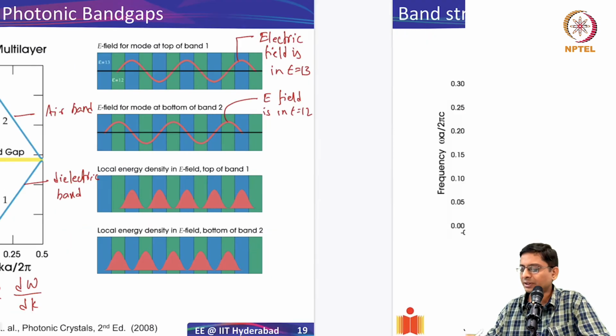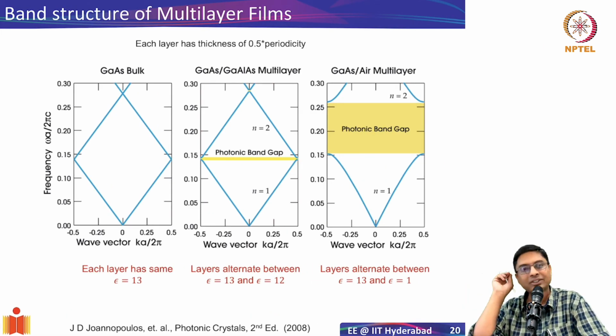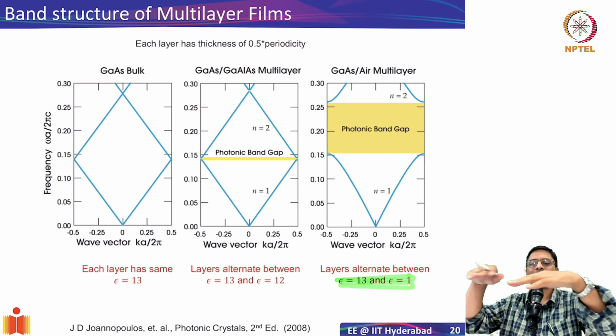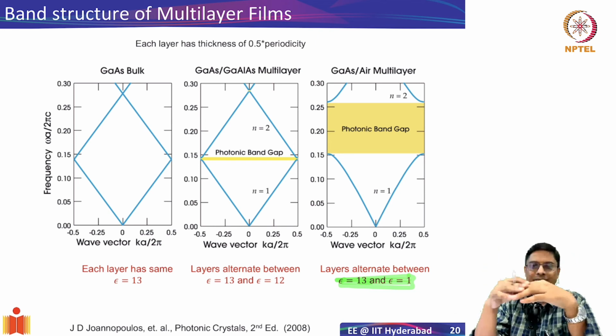So, you can extend this even more. Now consider a structure with even higher contrast between dielectric materials. The third graph is with alternating layers of epsilon equal to 13 and 1. Epsilon equal to 1 means air. So air separated by gallium arsenide layers.